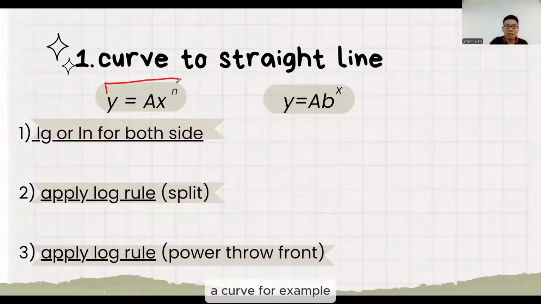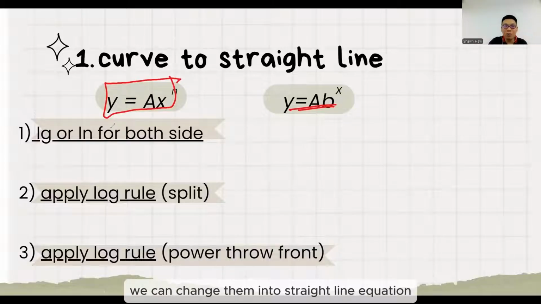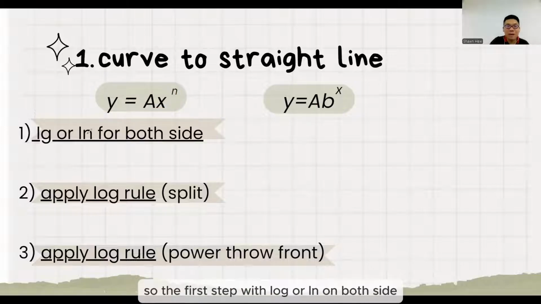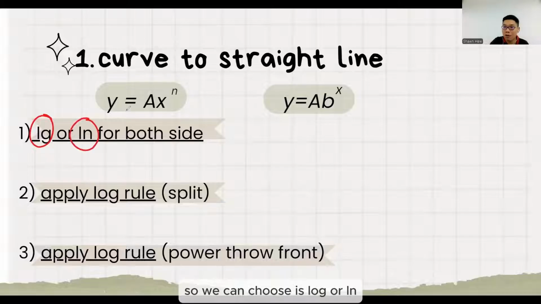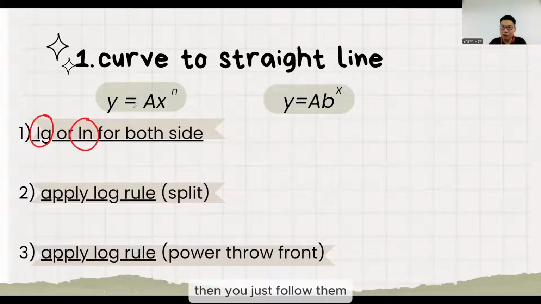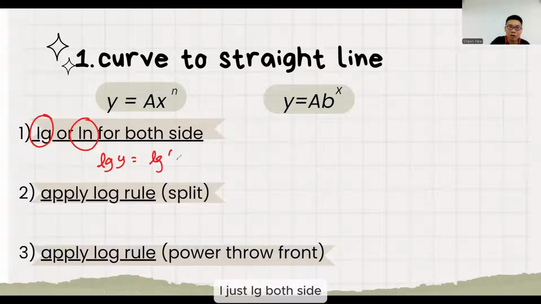A curve, for example, this equation and this equation, both of them are curved. We can change them into a straight line equation. We just apply 3 steps. The first step, we log or ln on both sides. You can choose log or ln if the question does not specify. If part 2 or part 3 mentions LG or LN, then you just follow them. For example, I use LG, I just LG both sides.